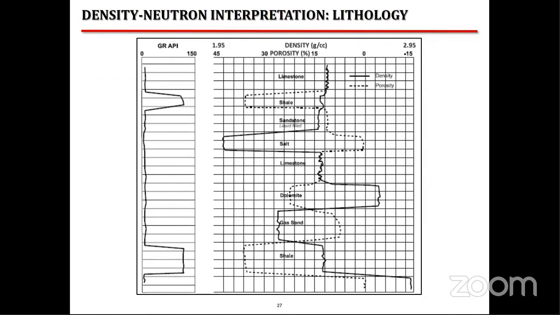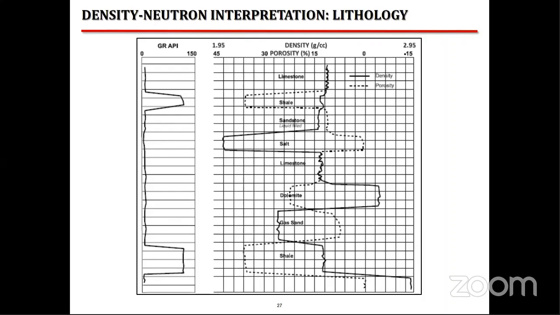Density neutron interpretation coupled, lithology. Density and neutron logs are always displayed on the same track and with their scales reversed. This helps in interpreting lithology and porosity of the formation based on their crossover patterns. It also helps us to identify the presence or absence of hydrocarbons in the reservoir.